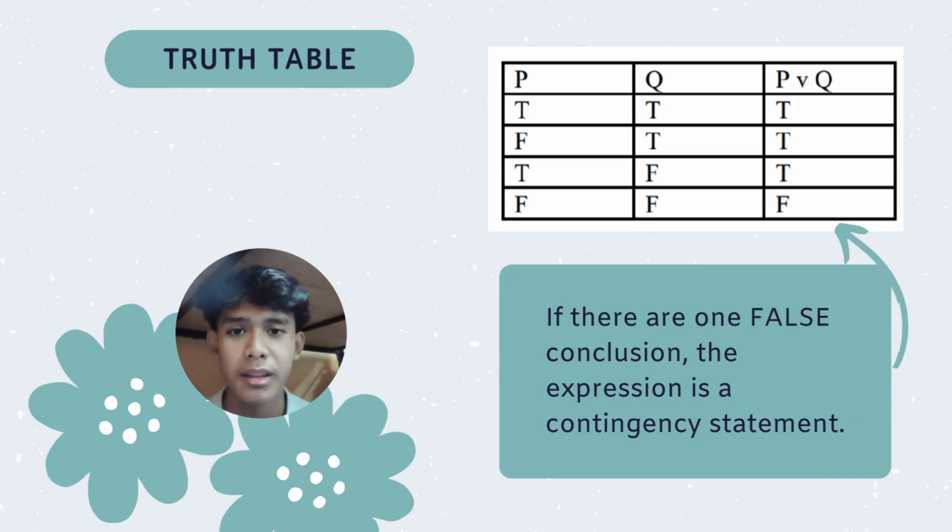I'm a MAT222 student from class D1 CDCS 1114B, and I will be explaining another example of a truth table when the statement is a contingency statement. The statement will be a contingency statement when there is at least one false value in the conclusion.